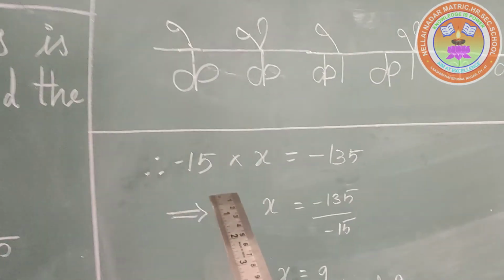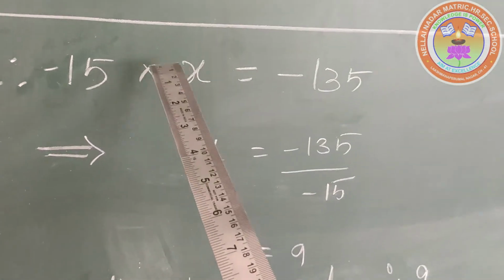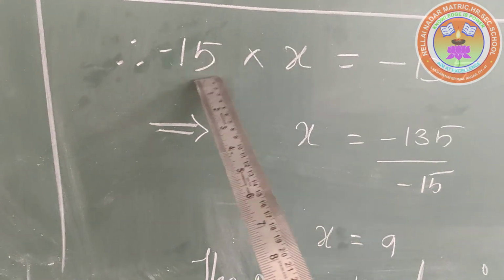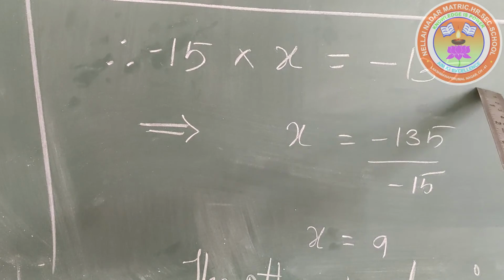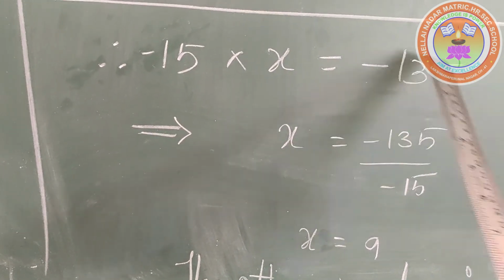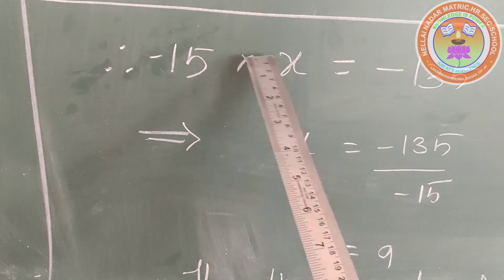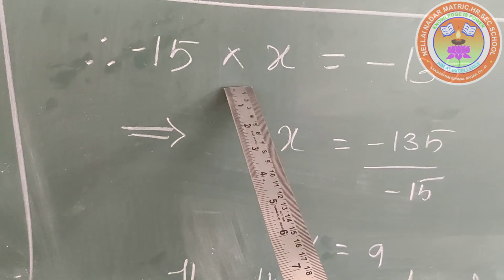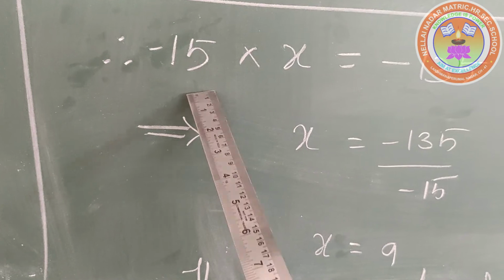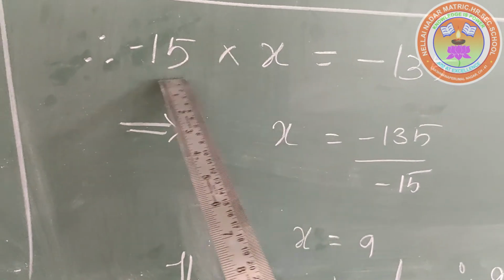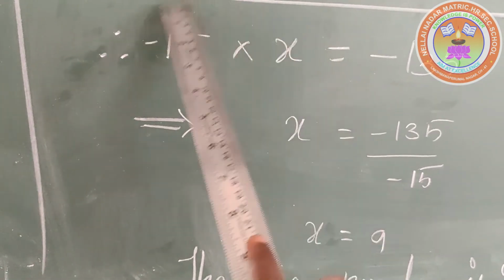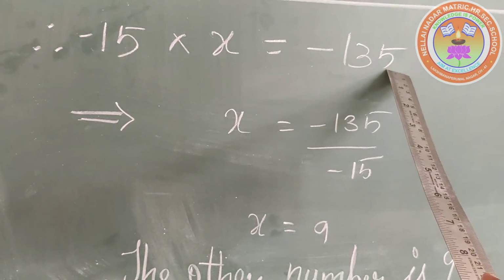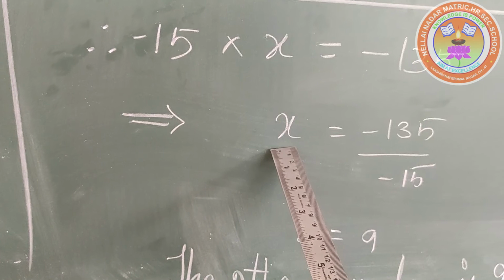Understood? Now, according to the statement, the product of two numbers is minus 135. So one number is minus 15 and the other number we have taken as x. Product means what? Multiplication. So minus 15 into x. So these are the two numbers. When I multiply the two integers, I should get minus 135. Yes?